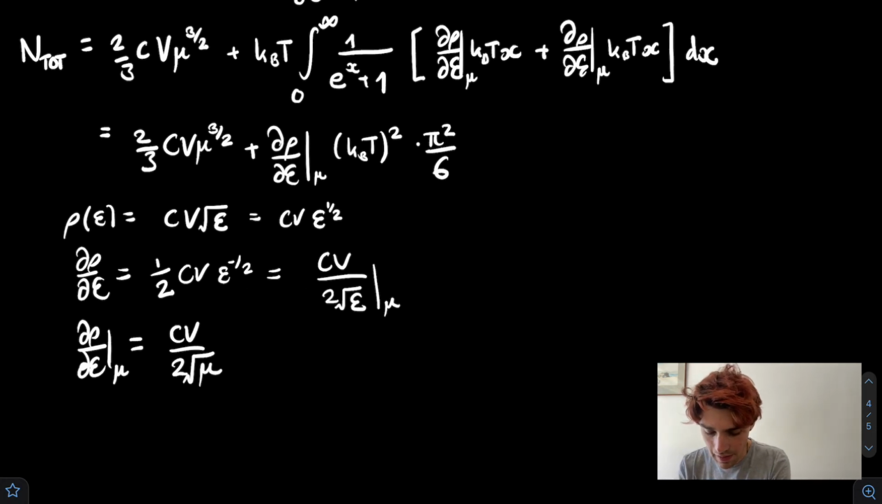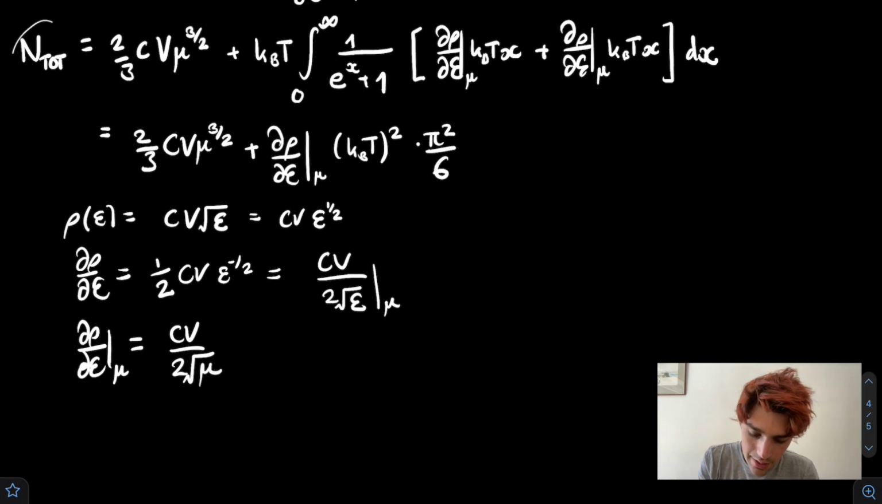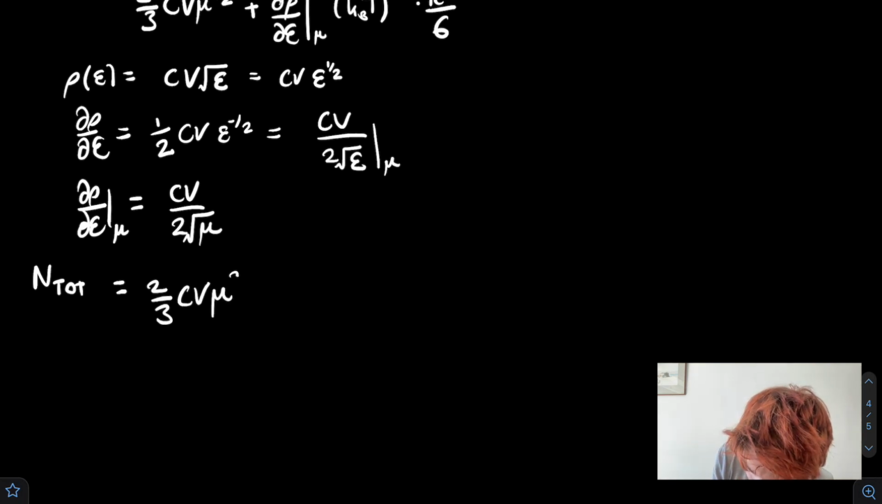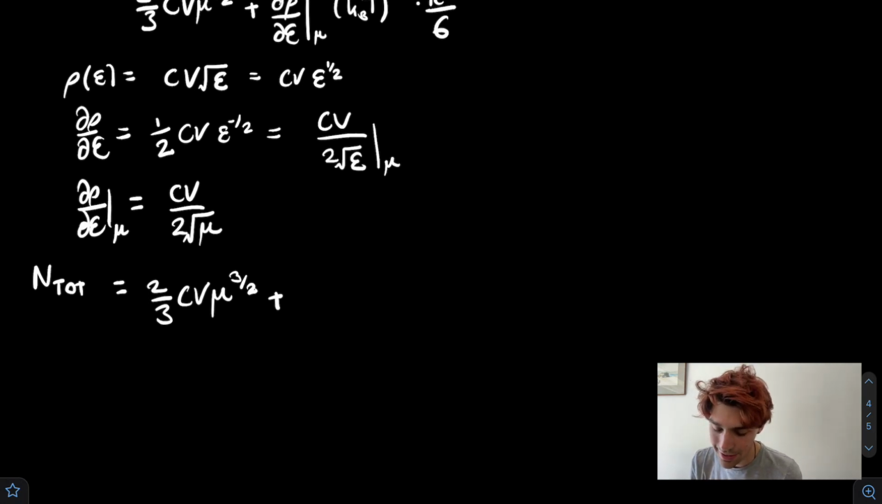We have our term right there that we can substitute back into this n total right here. So we get, at long last, the total number of particles, and this is the final result, is 2/3 CV mu to the 3 over 2 plus this extra term right here. So this was the term we had before. This was the term at t equals 0. But now we have a temperature, we actually have an extra term right here. And this is where it comes from.